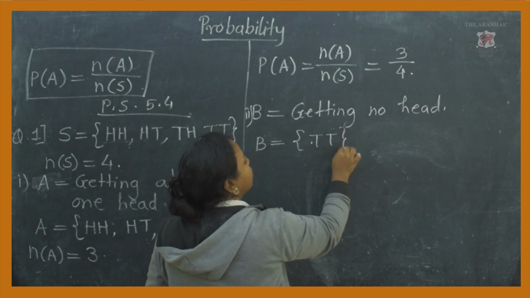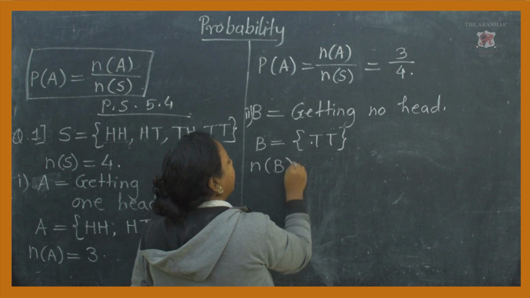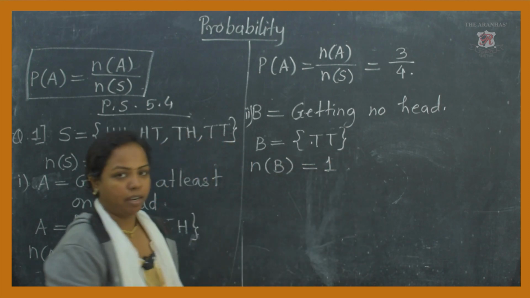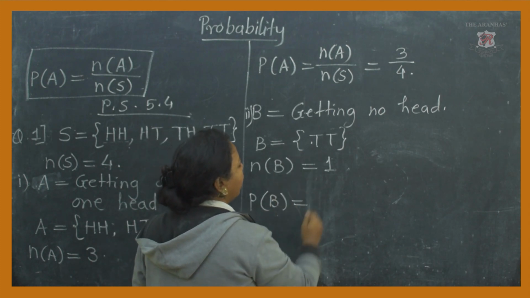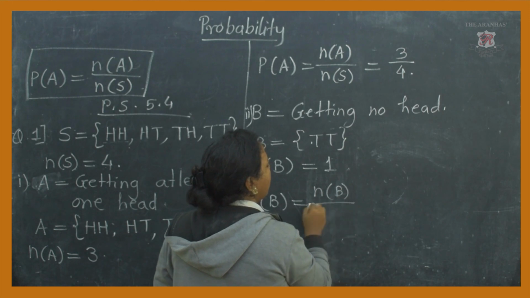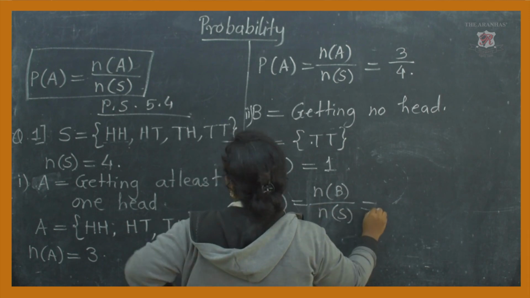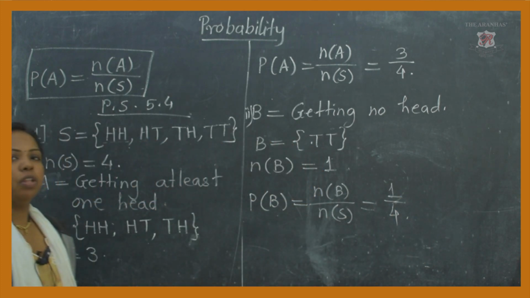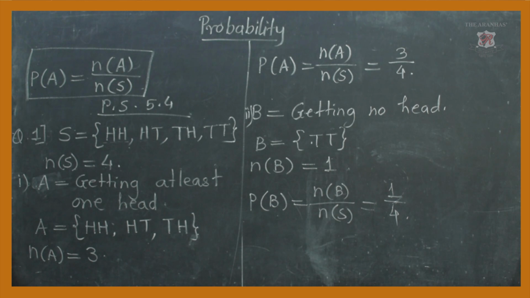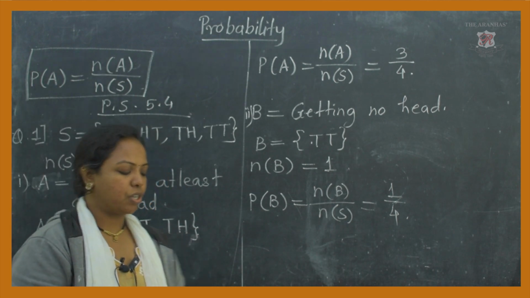no head is there. So N of B is equal to 1. Then the probability for the second event is N of B upon N of S. N of S is 4, N of B is 1. The value is 1 upon 4. So the probability of getting no head is 1 upon 4. In this way we can solve the questions. Now we will move to question number 2.